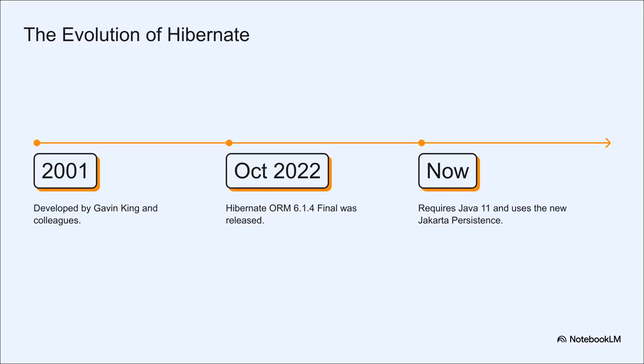Now, Hibernate is no rookie. This thing is battle-tested. It was first cooked up by Gavin King and his team way back in 2001, and it has been evolving and improving ever since. Today, it's a totally modern tool, using the latest industry standards like Jakarta persistence. That kind of longevity just proves how relevant and powerful it still is.